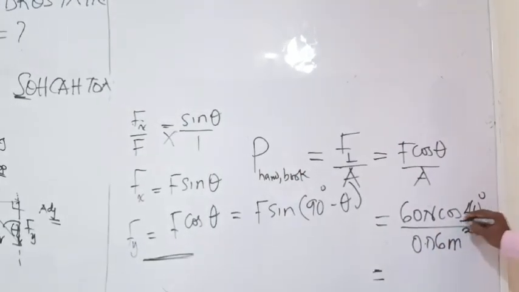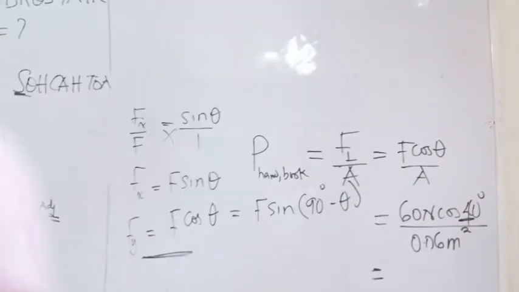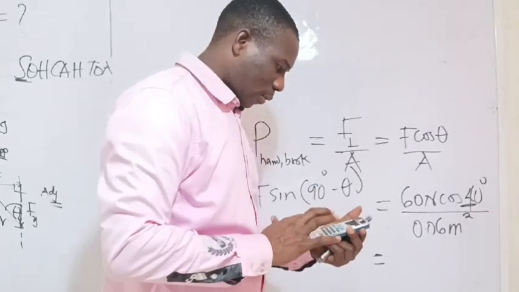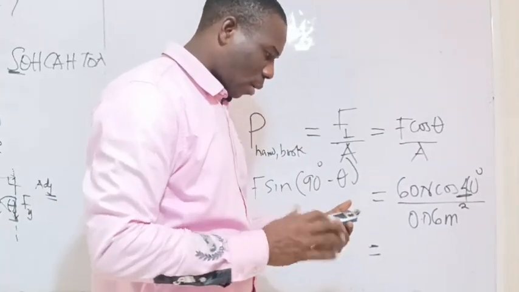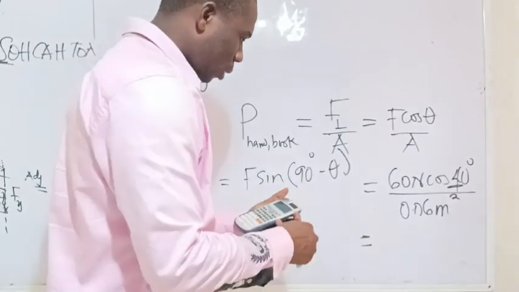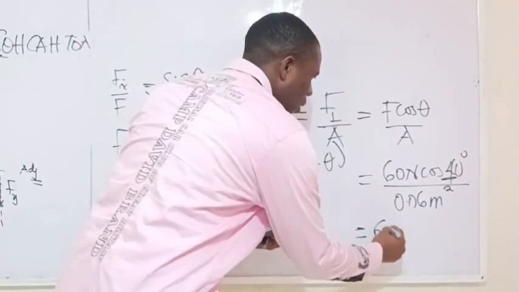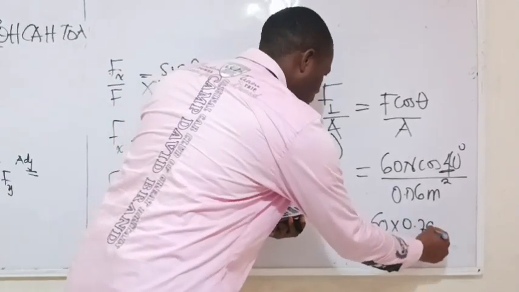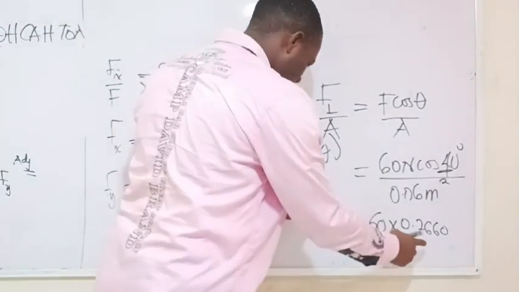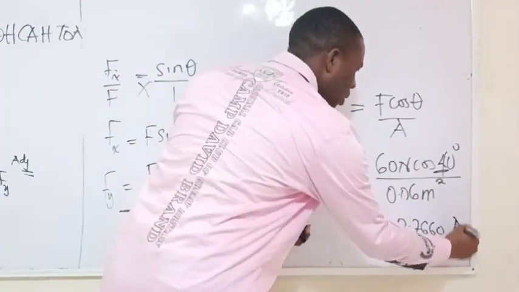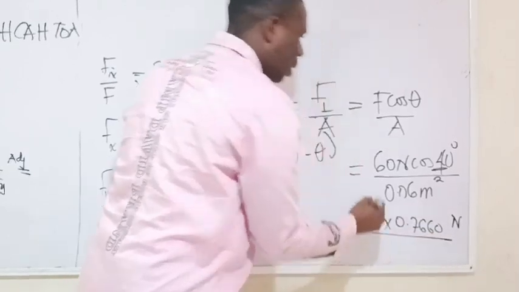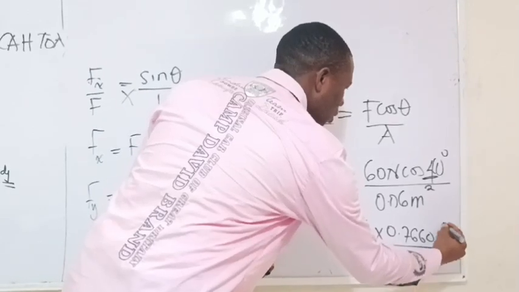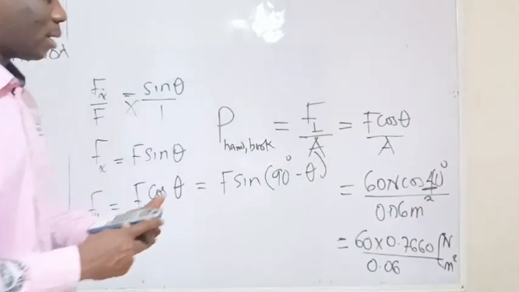So let me now look for the value of cosine 40 degrees. Cosine 40 degrees. Alright, so to start with, I have 60, I'll keep the units afterwards, times cos 40, which is 0.7660, to four decimal places. The unit here is Newton. Then I have 0.06 square meter, so we could also call this Pascal for convenience.